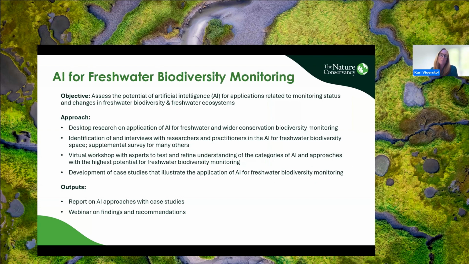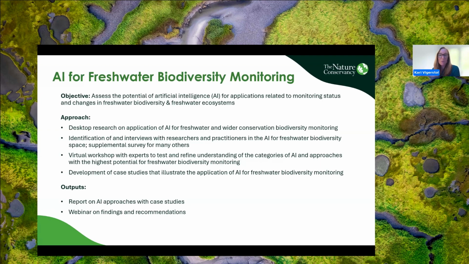And we were really lucky to get some support from Google for this and to work closely with the University of Maryland's Center for Environmental Science, who were critical in helping us carry this forward. What we did was some desktop research first on what is happening out there on AI for freshwater and AI for conservation biodiversity monitoring in general. What is already taking place and what is the cutting edge of work in this space.